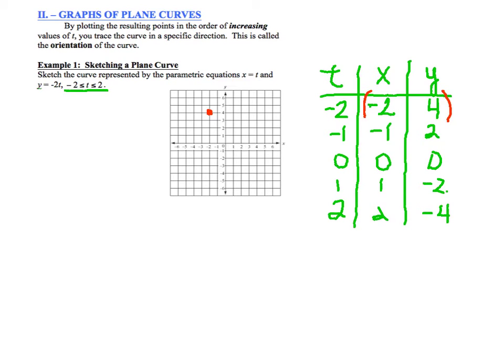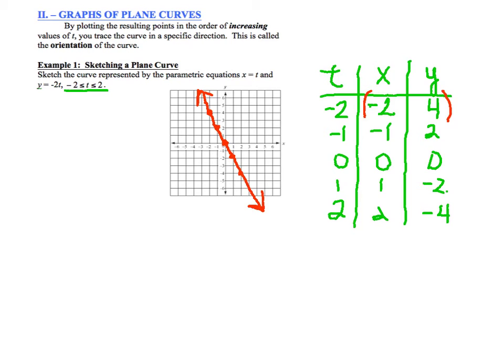So if we plot all these points, you're going to end up getting a line that will be graphed. So if you draw in your line here, sorry, that's not a very good line, but you try drawing on this.